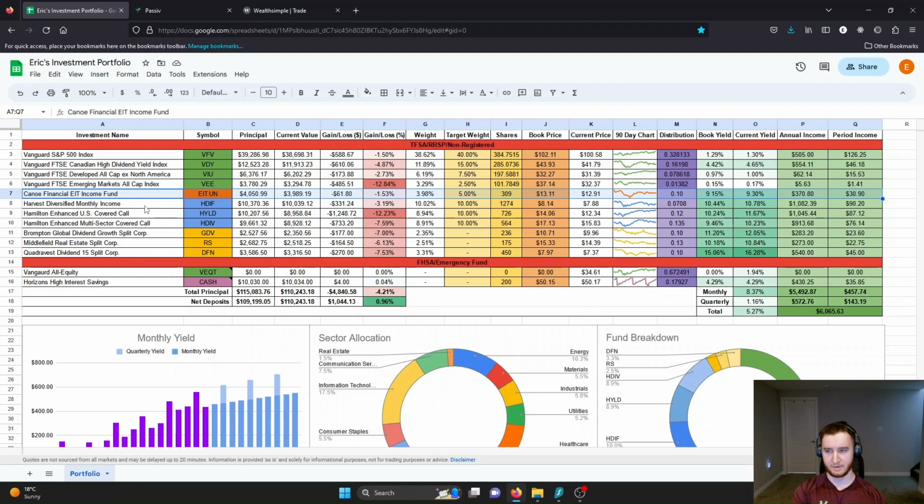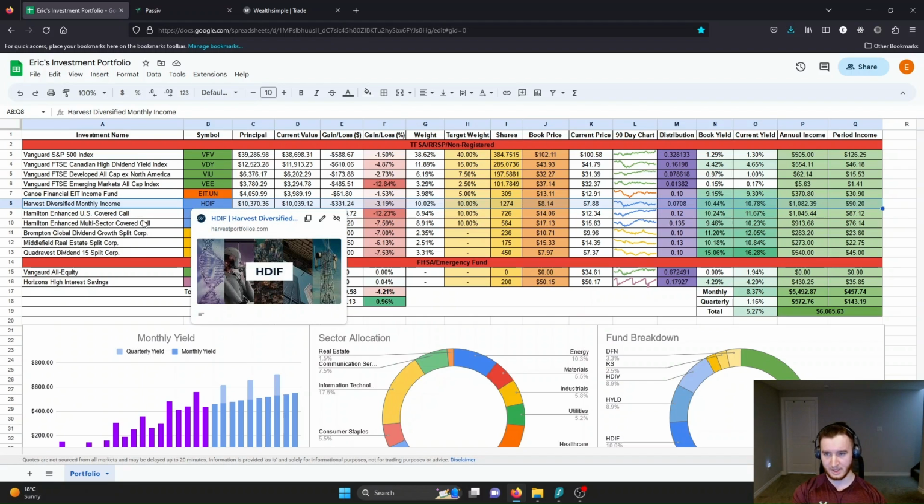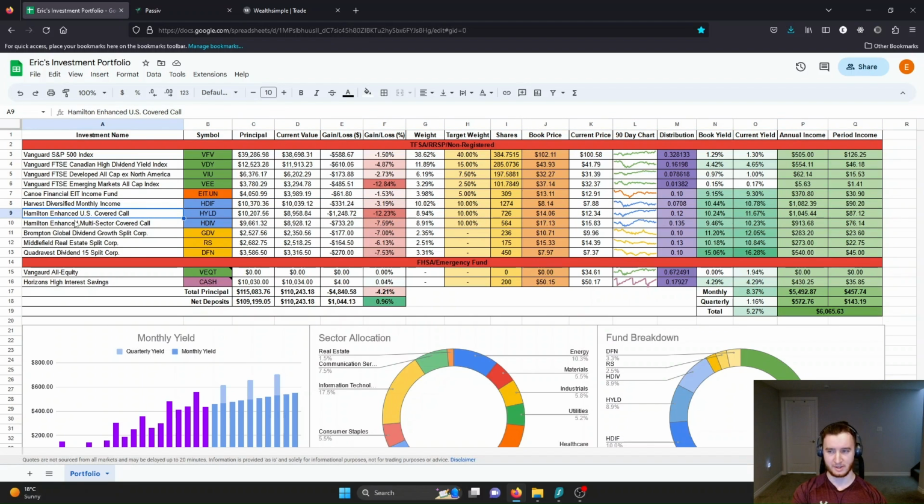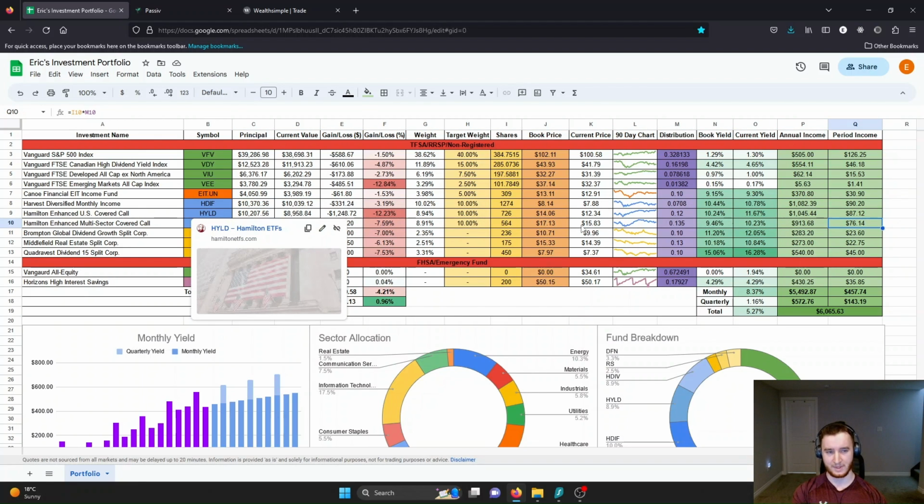Next is the Harvest Diversified Monthly Income ETF, and I've got about $10,000 invested in this, and I'm getting close to $10,000 in each of these H funds, which includes HYLD, the Hamilton Enhanced U.S. Covered Call ETF, and HDIV, the Hamilton Enhanced Multi-Sector Covered Call ETF. So altogether, these are giving me around $90 each. It's great. It's really enhancing my monthly income every month.